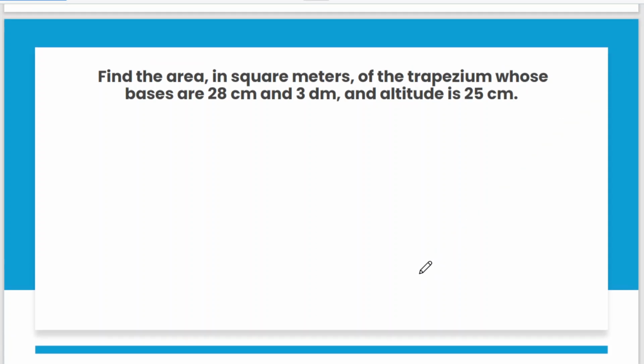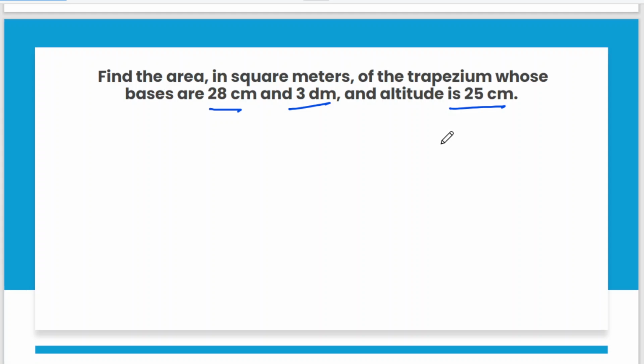Find the area in square meters of the trapezium whose bases are given as 28 centimeter and 3 dm, that is decimeter, and altitude is 25 centimeter. Okay, so you have got a trapezium whose parallel sides are given as 28 centimeter and 3 decimeter, and its altitude is given as 25 centimeters. So they have asked you to find the area of trapezium.